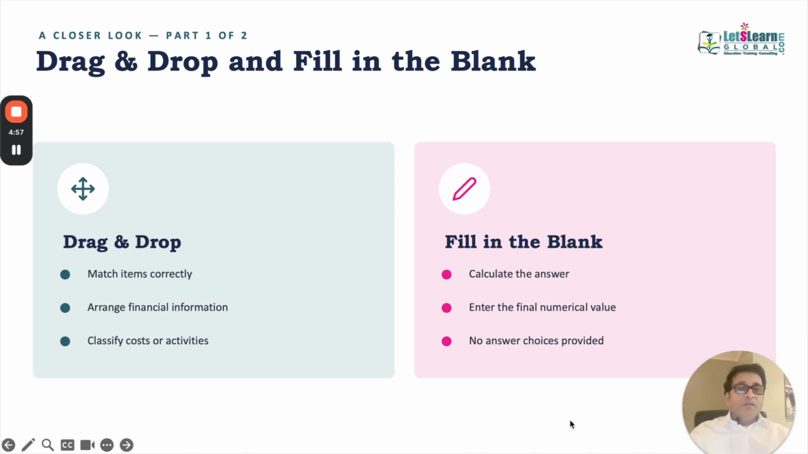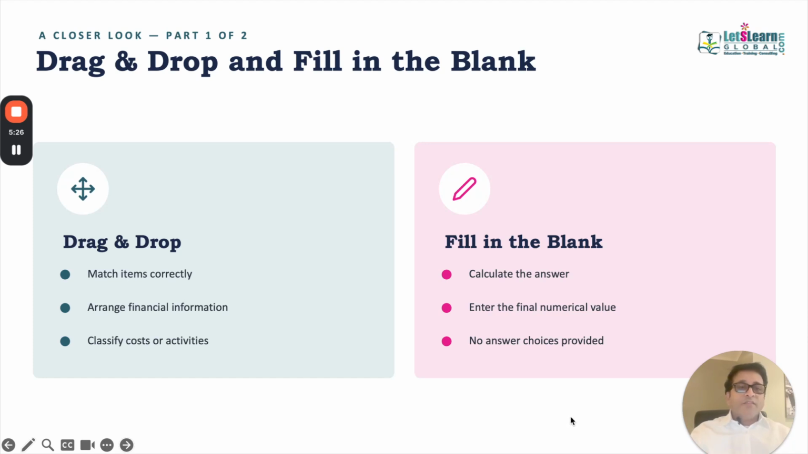Say for example, in CMA part 1, you may be asked about other comprehensive income. On the other side you will have the income statement, comprehensive income statement, cash flow statement, and a balance sheet. So it has to go underneath the comprehensive income statement. So OCI should go to the other comprehensive income statement.